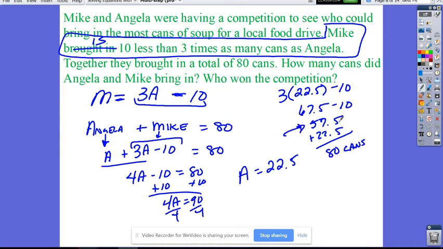They both brought in half a can, that's kind of weird. But Mike brought in 57.5 and Angela only brought in 22.5. Hopefully it was the same half so they can put it together. Otherwise, if you make this like corn and beans soup, tomato soup and chicken noodle soup might mix together, might not taste so good.